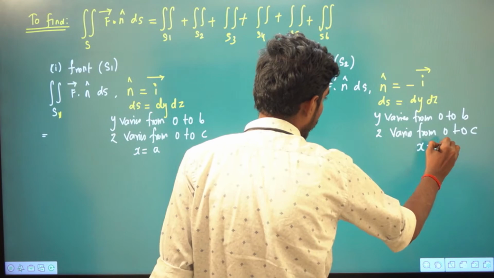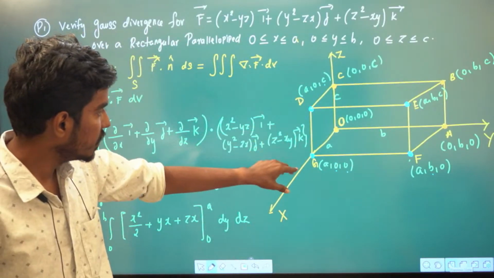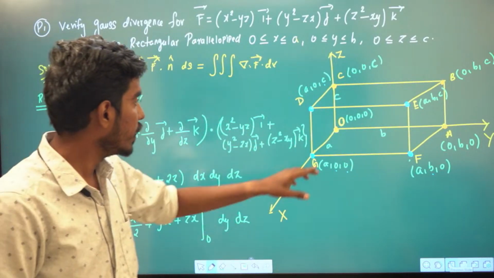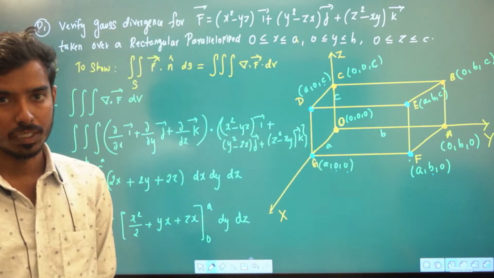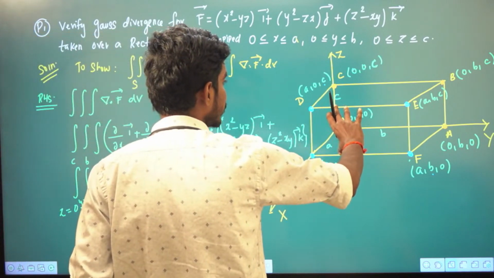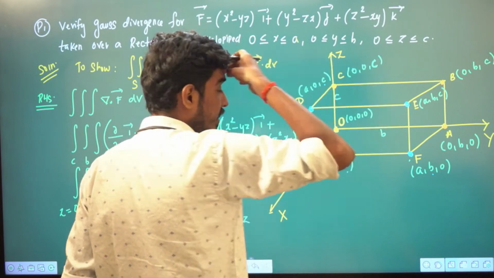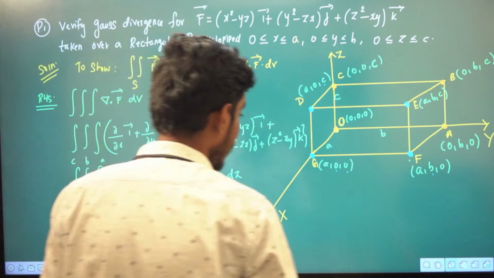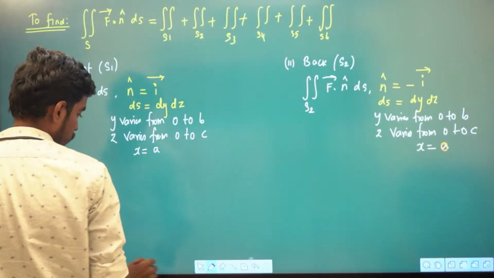x is 0. You just take the back face, you can see all the coordinates of x are 0, right? And y varies from 0 to b, z varies from 0 to c. Is it clear? So for the front face, x is a, fixed, and y and z are varying. For the back face, x is 0 and y and z are varying. So these are the three things you first need to find.